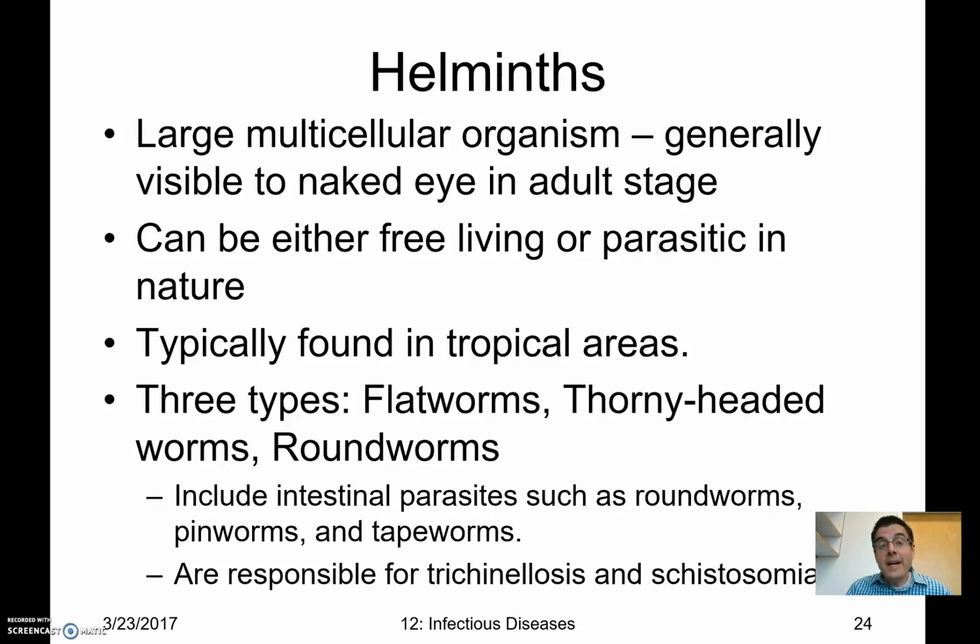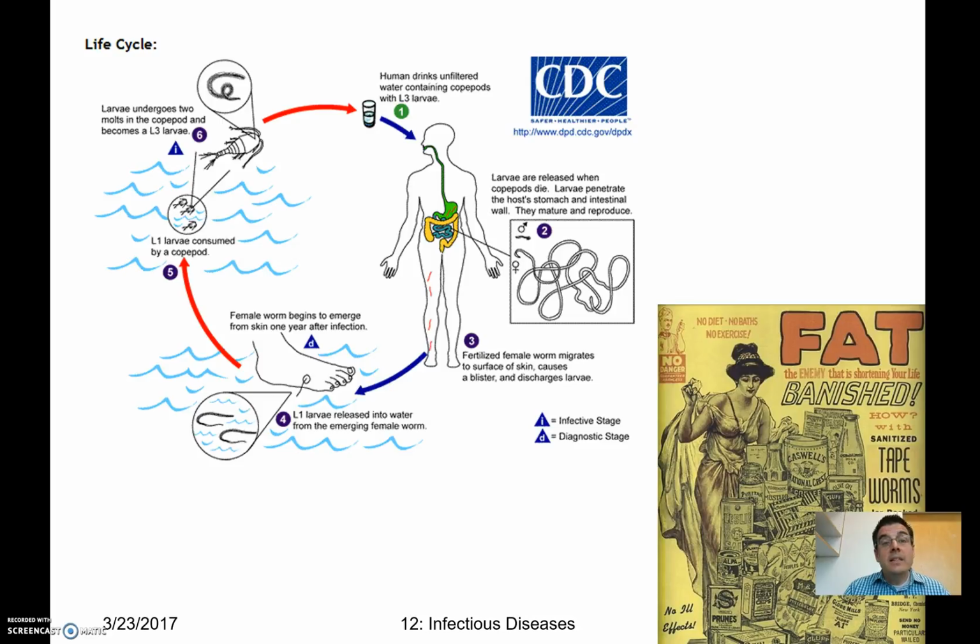There are three types of helminths that we could go into and spend quite a bit of time with, and we do within the communicable disease course: flatworms, thorny-headed worms, and roundworms. Worms or helminths are responsible for many different diseases, be it trichinellosis or schistosomiasis, and they are significant in some parts of the developing world. As I said, helminths can either be free-living or parasitic.